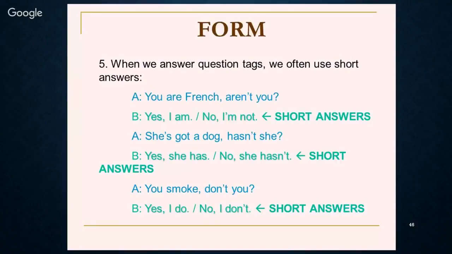When we answer question tags, we often use short answers. So when we reply to question tags, for example, it's raining, isn't it? We say yes, it is. Or no, it isn't. You're French, aren't you? Yes, I am. No, I'm not. She's got a dog, hasn't she? Yes, she has. No, she hasn't. You smoke, don't you? Yes, I do. No, I don't.